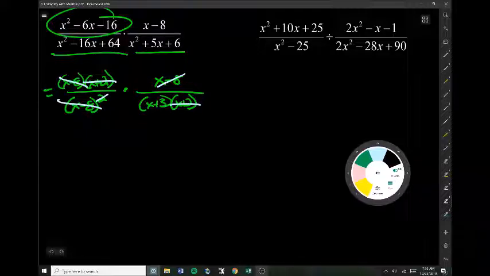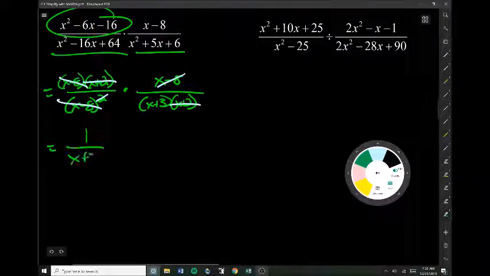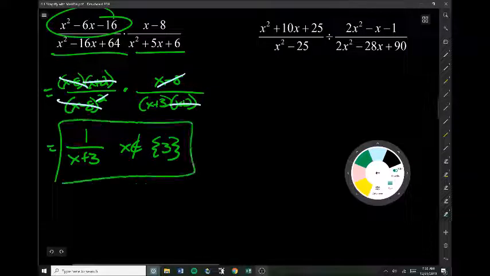That doesn't mean that we have a 0 up there. Remember, I keep saying these are dividing to 1. When everything's divided, you get a 1 left over. This becomes a 1 over x plus 3. Therefore, x cannot be in the set of 3. Boom, we simplified.